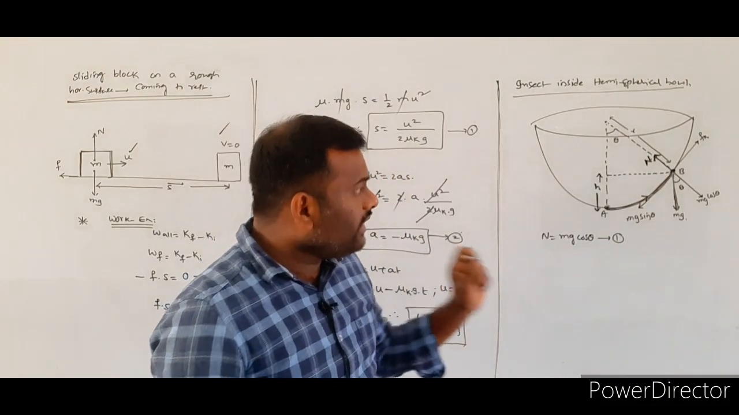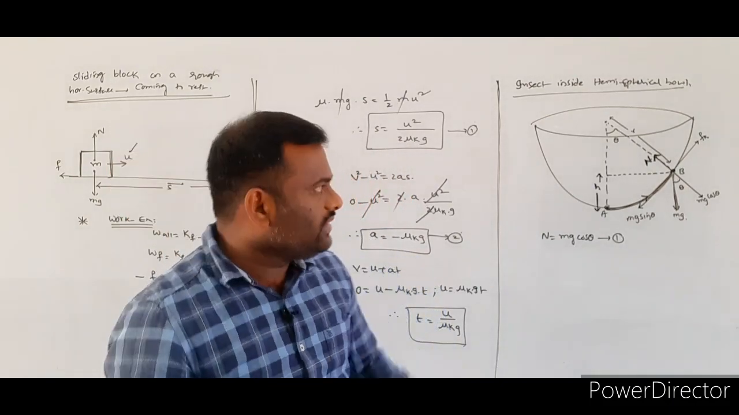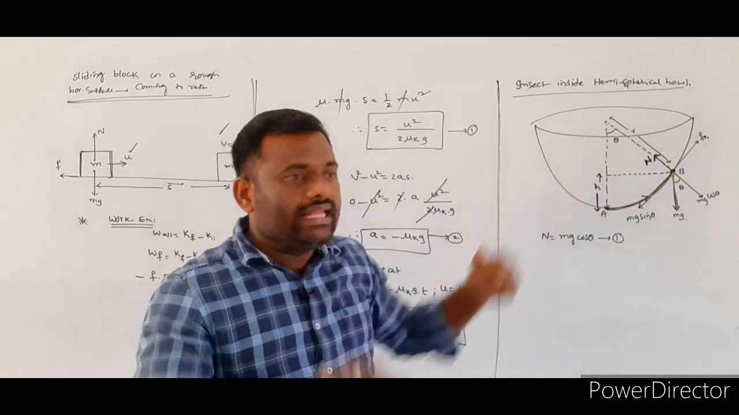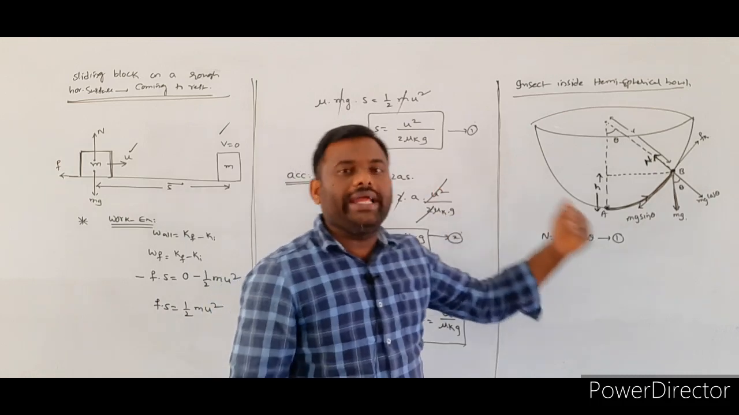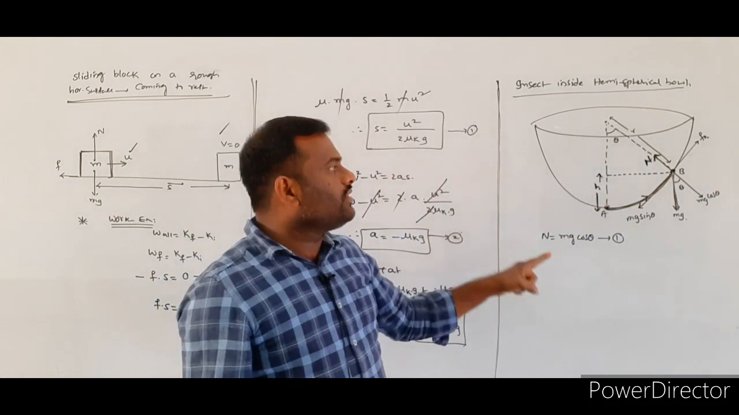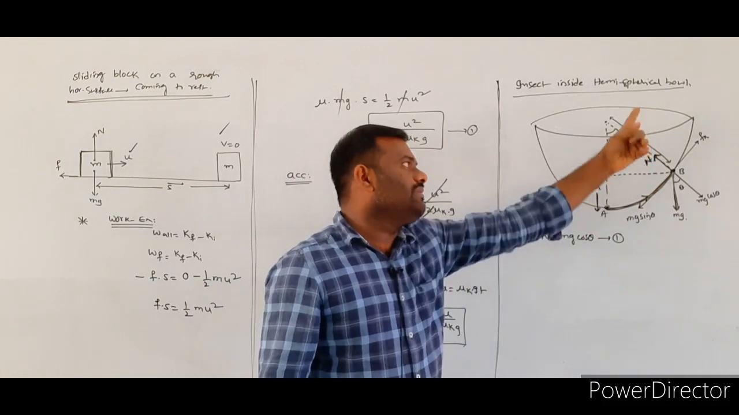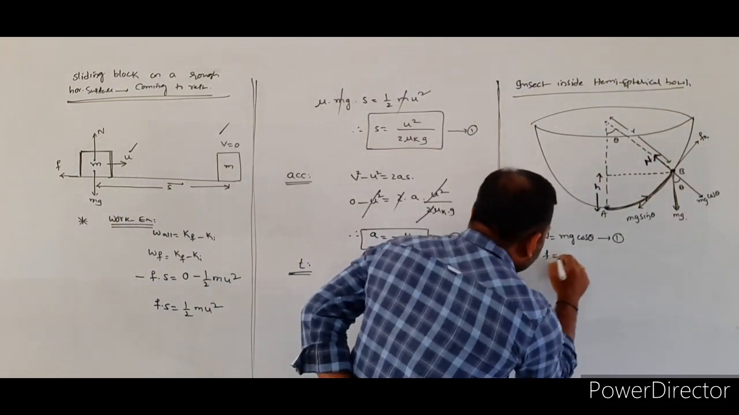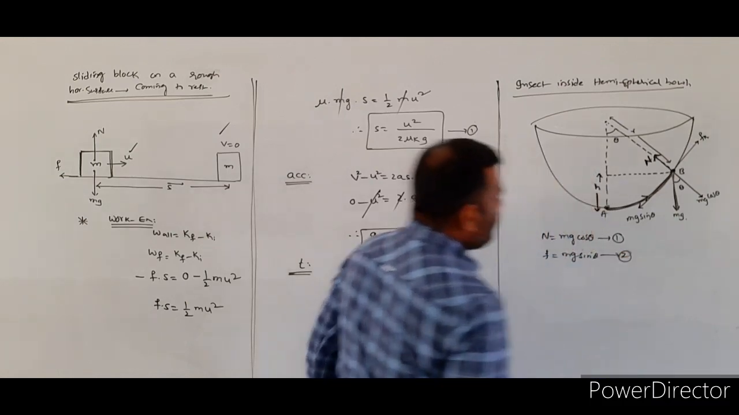Now, if the insect tries to move beyond the point B, it will be sliding down. So after the point B, the motion will be in the downward direction only, and its downward motion will be opposed by the frictional force. That's why the frictional force will be acting in that direction. Here the frictional force is balanced by Mg sin theta.